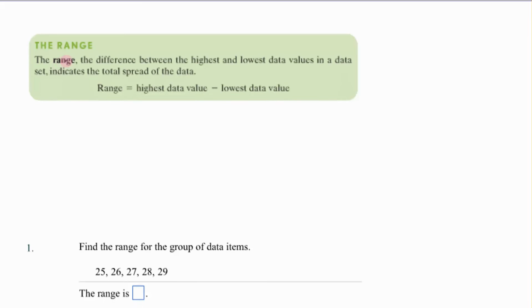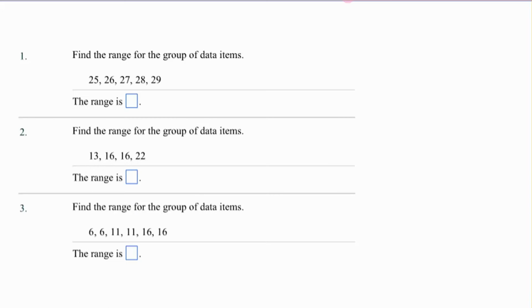The range is the difference between the highest and the lowest data value in the set. It indicates the total spread of the data. Okay, highest or largest minus lowest or smallest. That's all there is to range. So let's do a few range questions. In the first one, what is the range?